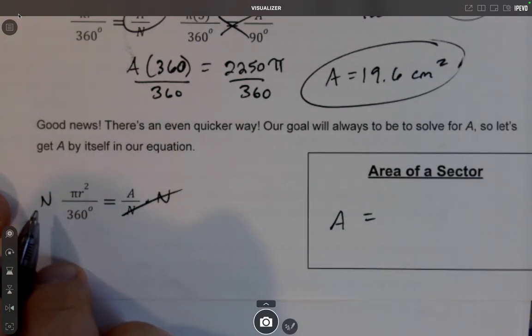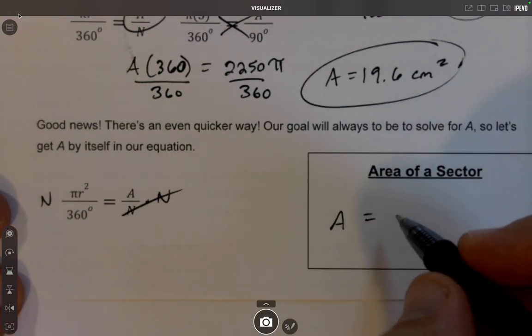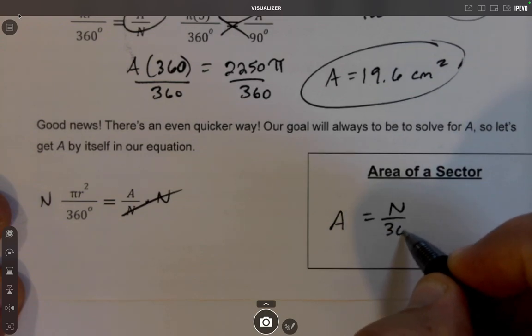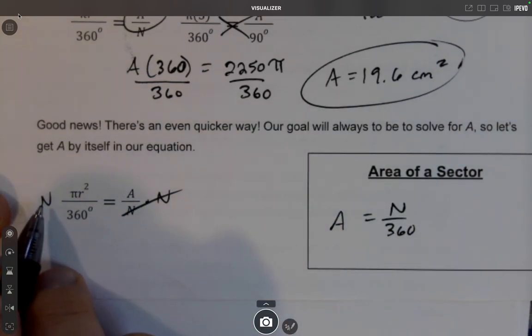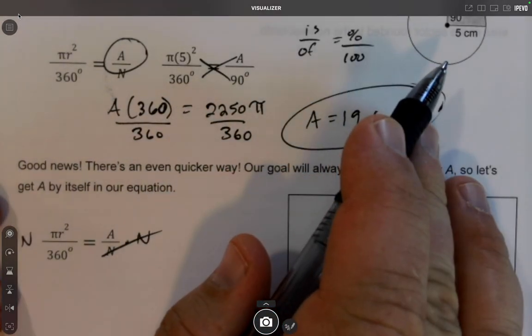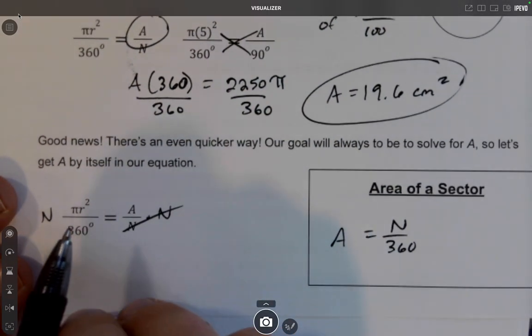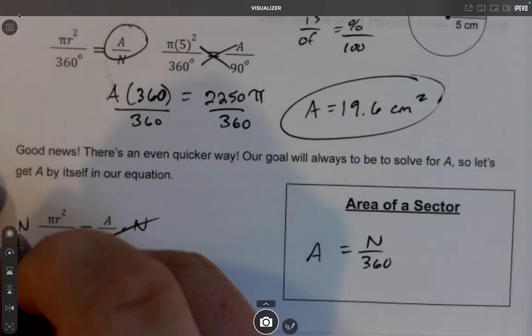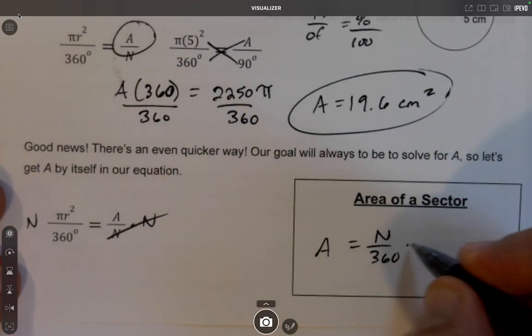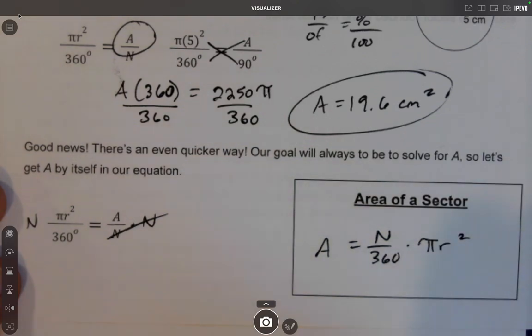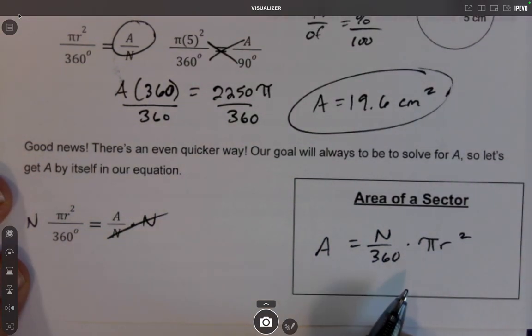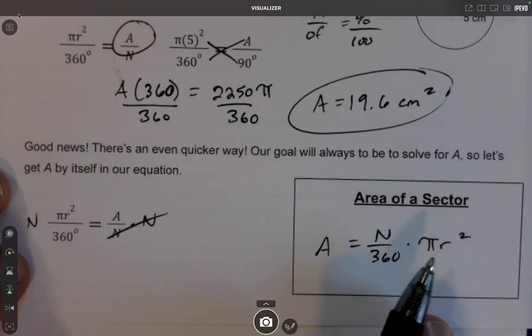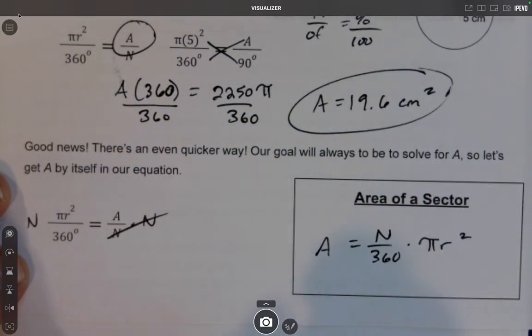And since n is a number that we're going to be given in the formula, I'm just going to write that as n over 360. Because that's the number, like it was 90 in this previous one. It's the measure of the central angle. So I'm just putting the two numbers together in a fraction. So I've covered the n over 360 times pi r squared. So that's a simpler and much quicker way for us to plug this in, because then we don't have to rearrange, cross multiply and all that. We just plug in the n, plug in the r, and compute it.